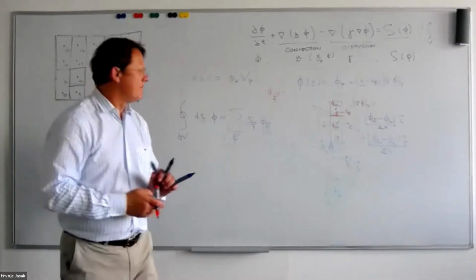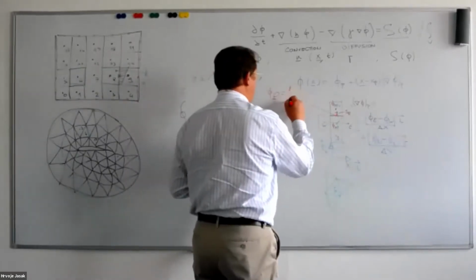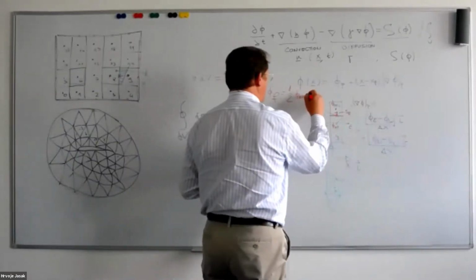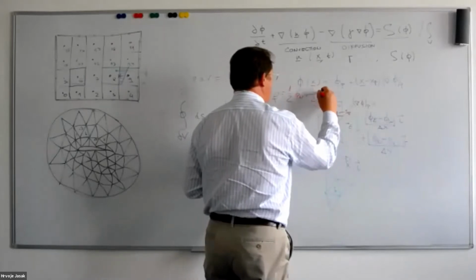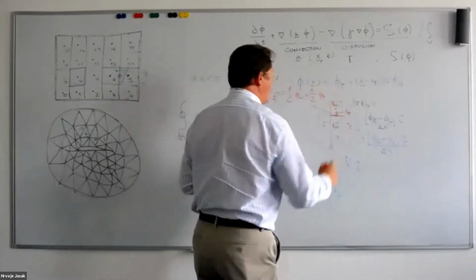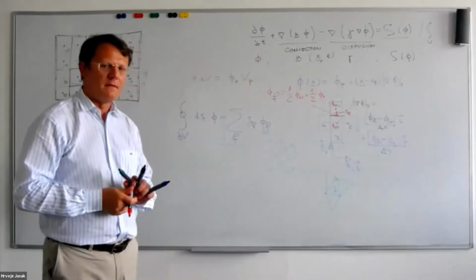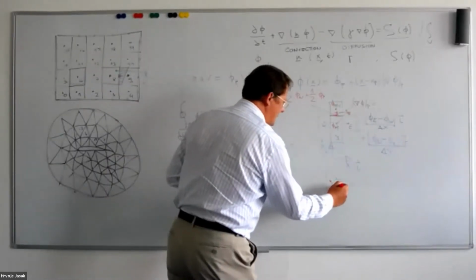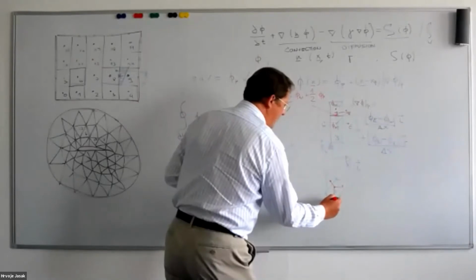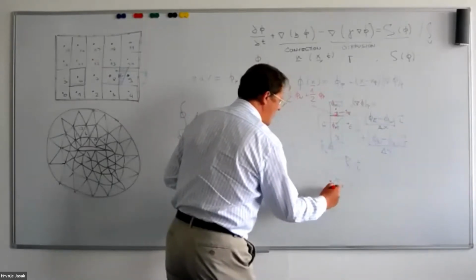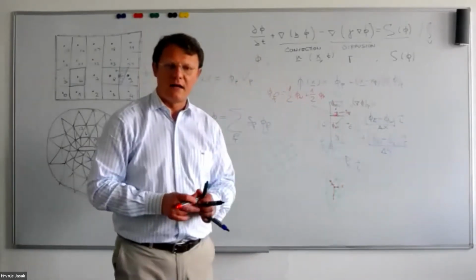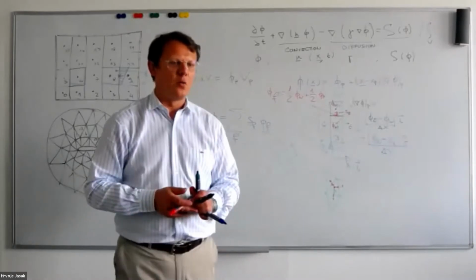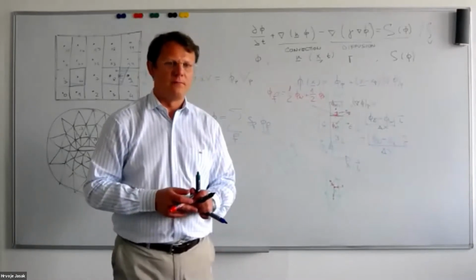Quite easy, right? 1/2 of phi N plus 1/2 of phi P will give me the value that I have. And interestingly, the same applies for any type of computational mesh, including the Cartesian, and the polyhedral one that I showed you before.